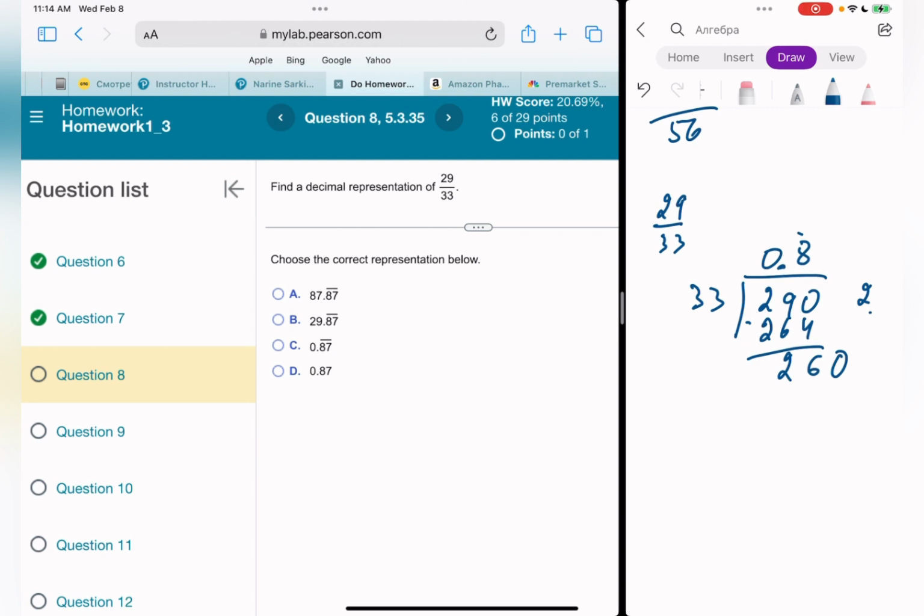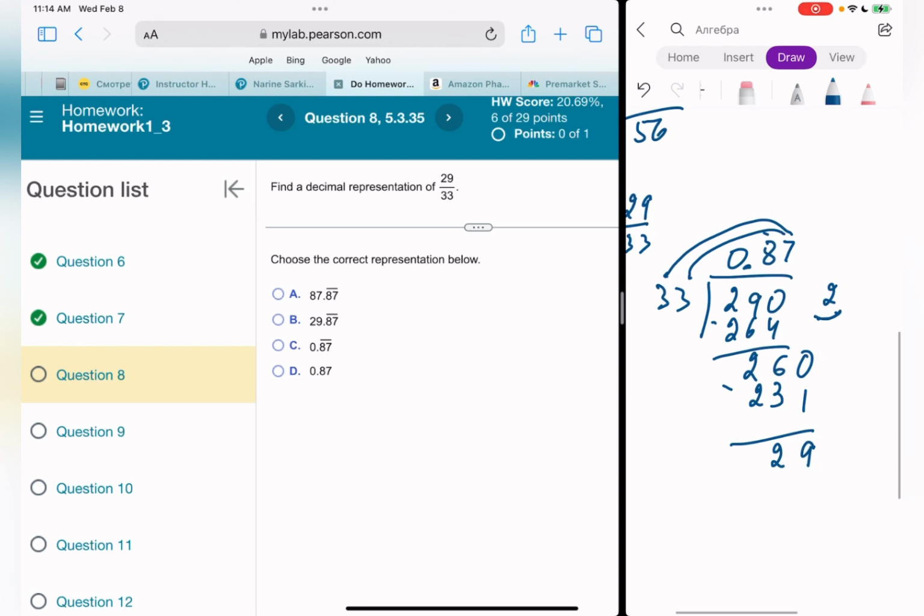260. So adding 0, 260 divided by 33, I'm going to get 7 times. 7 times 3, 21, 2 in mind. 7 times this 3, 21, and 2, 23. Subtracting, 10 minus 1 is 9, 5 minus 3 is 2. Okay? So this 29, less than 33, okay, we are good. So adding 0, 290.